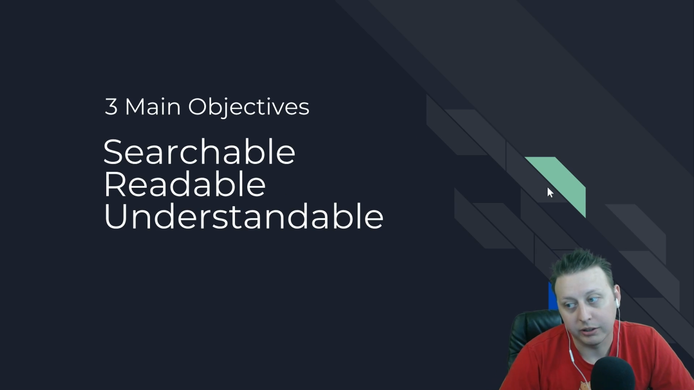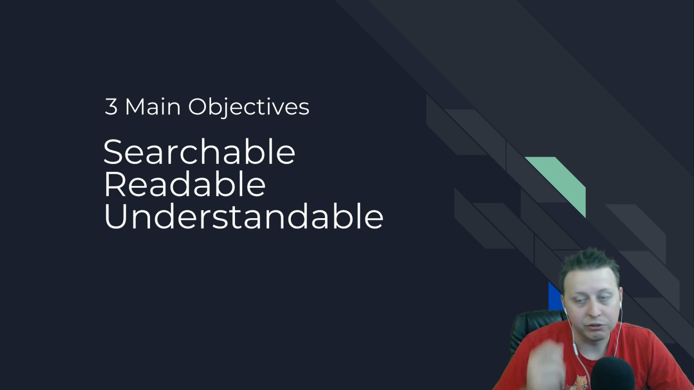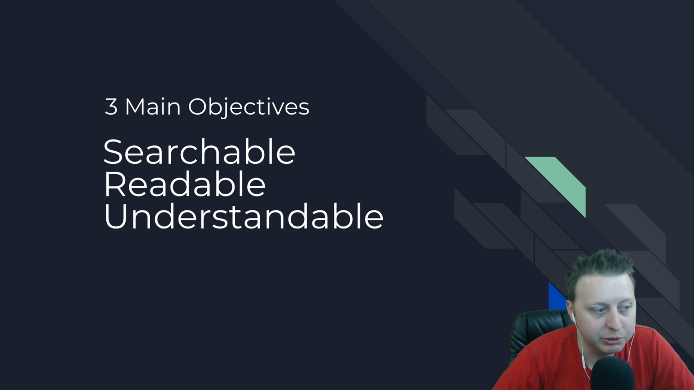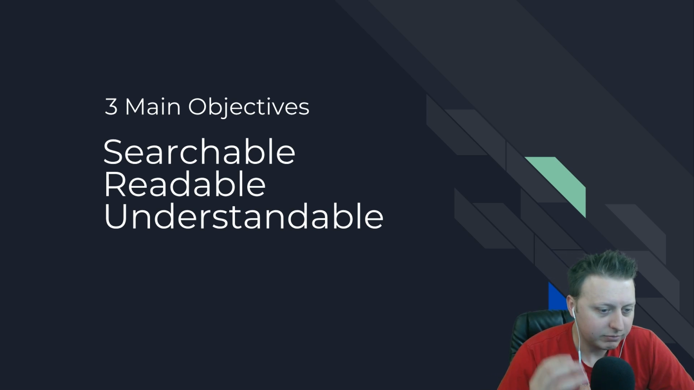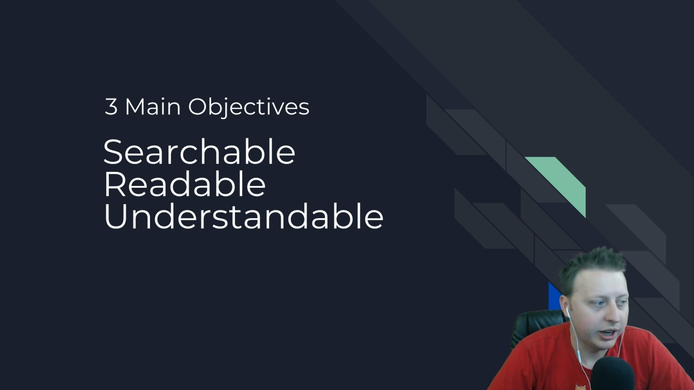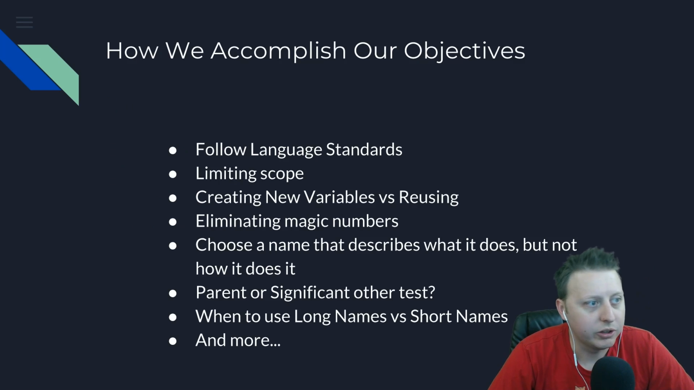So what is that going to accomplish? We're going to have 3 objectives by the end of this course. You're going to write code that is more searchable, readable, and understandable. There's a lot of "ables" there, but this is what our objective is here. And we're going to talk a little bit about how we're going to accomplish those objectives. Now, these are just some of them, but we're going to be diving into other things as well.